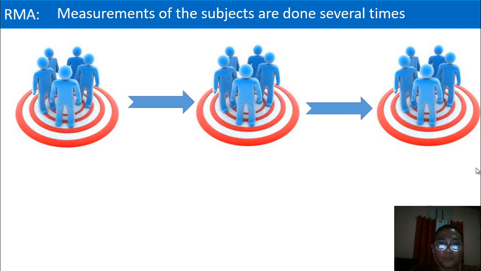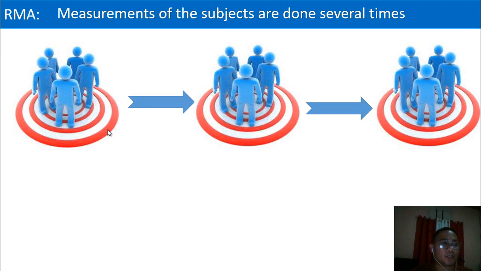This arrow represents enough time interval, so that one measurement is not affecting the other. And these 5 individuals are not related. The one is not related to the other, and one does not affect the other. So these 5 are working independently and they are independent of each other.